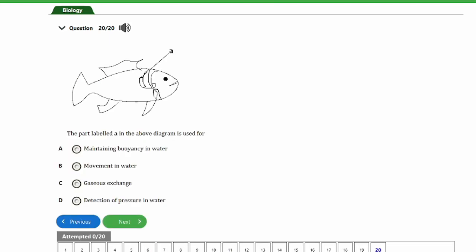That's question number 20. Here we'll have a diagram as well. And the question says, the part labeled A in the above diagram is used for A. Maintaining buoyancy in water, B. Movement in water, C. Gaseous exchange, D. Detection of pressure in water. So guys, the answer to this question is option C, and that's gaseous exchange. And guys, this is the gill cover, and it helps the tilapia fish in gaseous exchange. So that's the function of this part of the diagram.